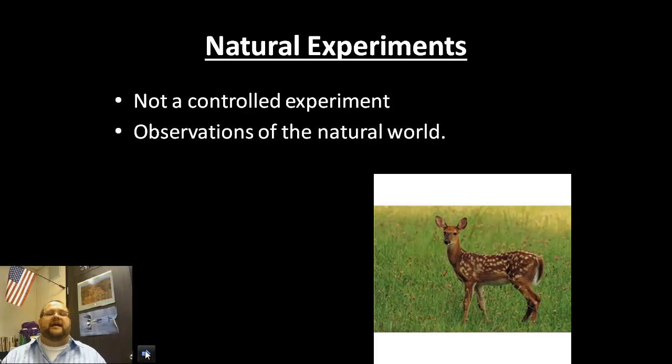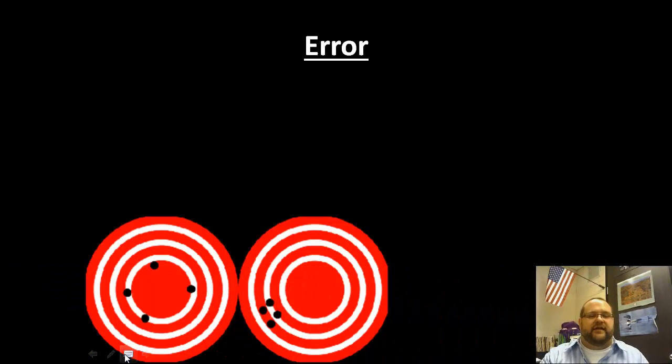And a lot of times in these natural experiments, they're just observations of the world around us. So it's a scientist going out in the field, observing populations of deer, taking very close data. A lot of times when we look at fish populations or animal populations, they end up being natural experiments. Field experiments fit into that one.